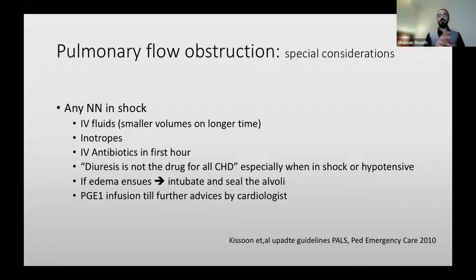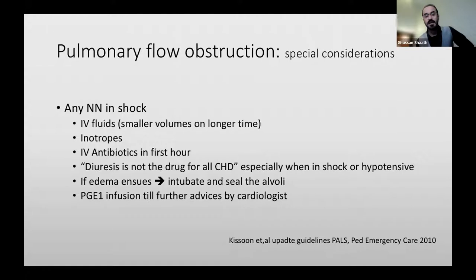So to summarize, in any neonate in shock, and that was published actually in Pediatric Emergency Medicine, in one of the eminent journals: IV fluid in smaller volumes or over a longer time, inotropes, and IV antibiotics in the first hour, because we don't know whether the patient is septic or not.